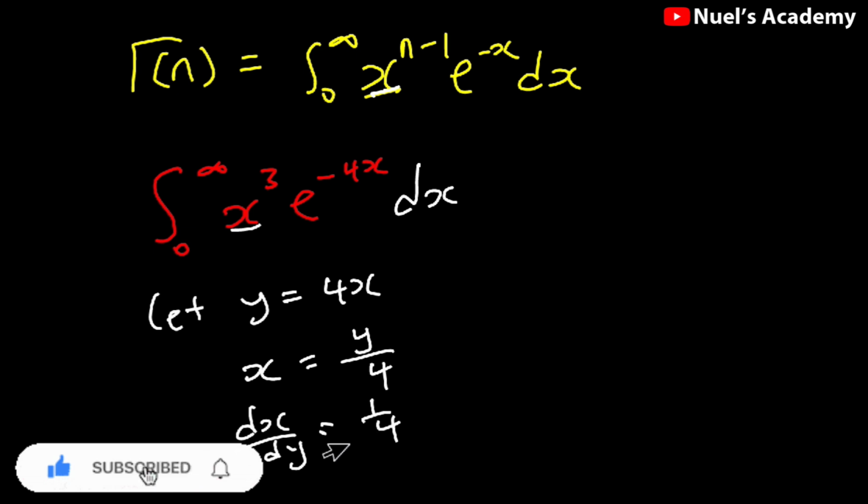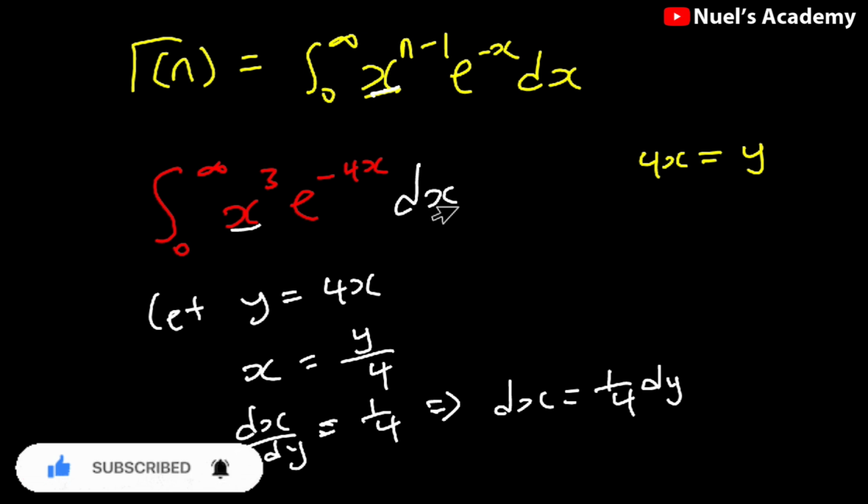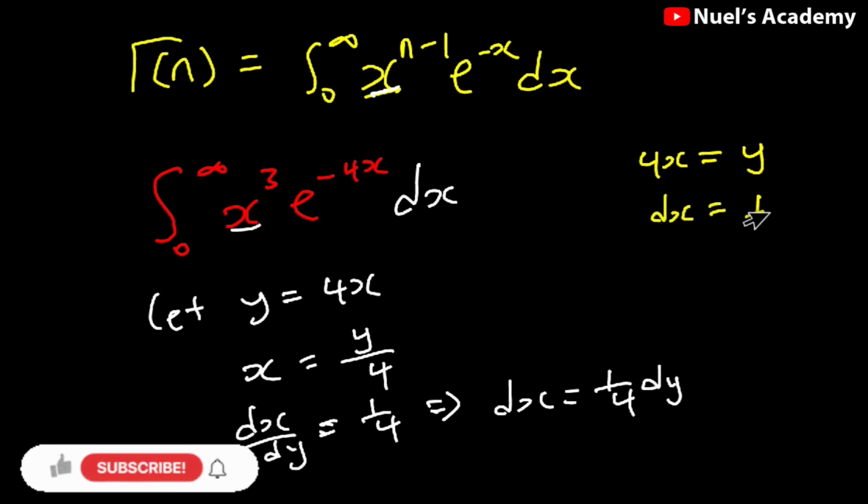Right, now let's make x the subject of the formula again. We are going to have that dx is equal to 1 over 4 dy. Now what we're going to do here is that anywhere we see 4x, we're going to replace it with y. Anywhere we see dx, we replace it with 1 over 4 dy. So we're moving from x-world to y-world, let me put it that way.